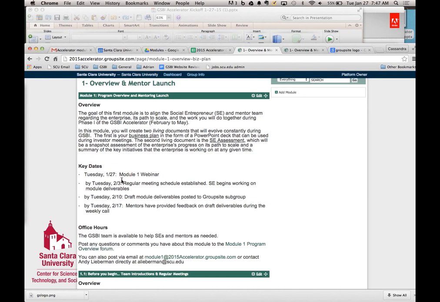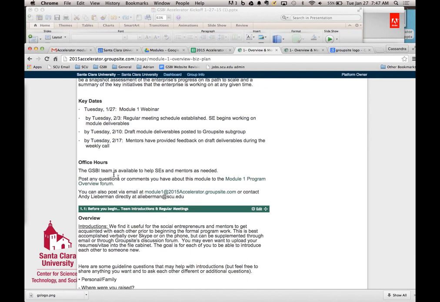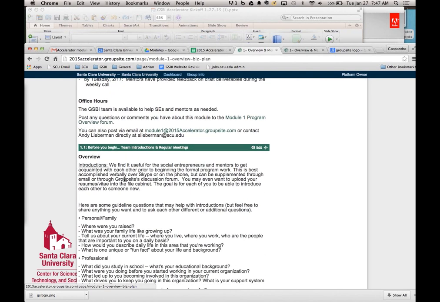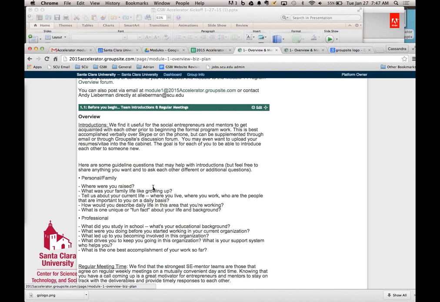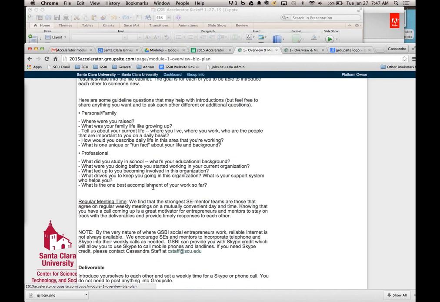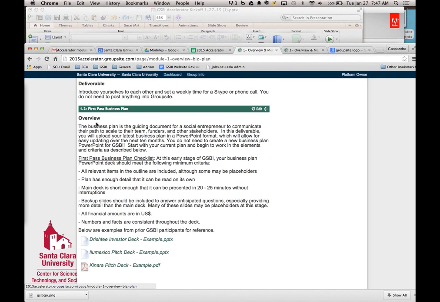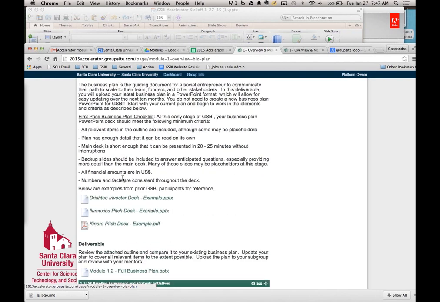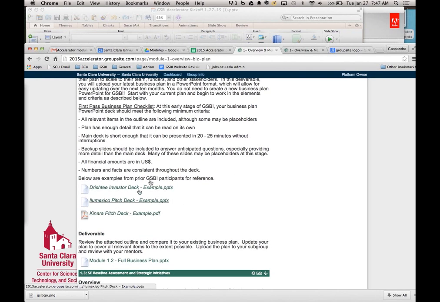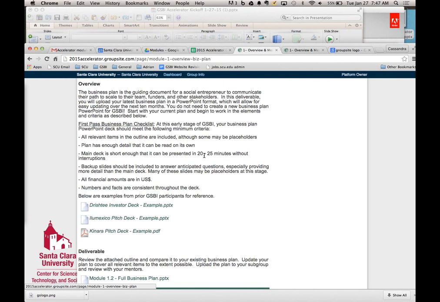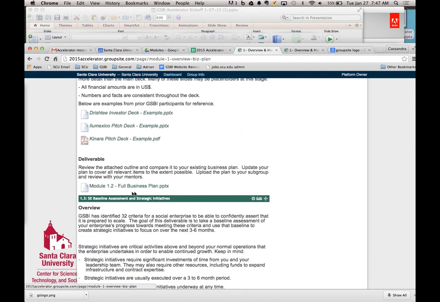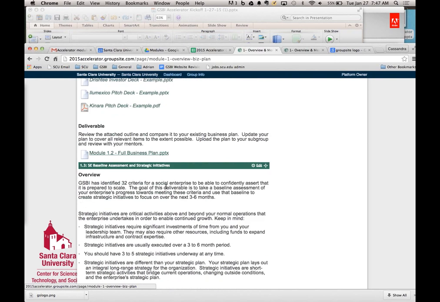So here's an overview that lists key dates, contact information. Here's an overview of 1.1 and just getting to know your mentors, a very specific deliverable. 1.2 is the first pass of the business plan. We provide 3 examples of some plans that were done really well by people who have come through over the last year or 2, as well as a template for uploading your own business plan.